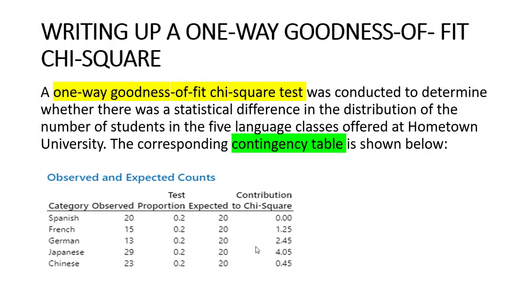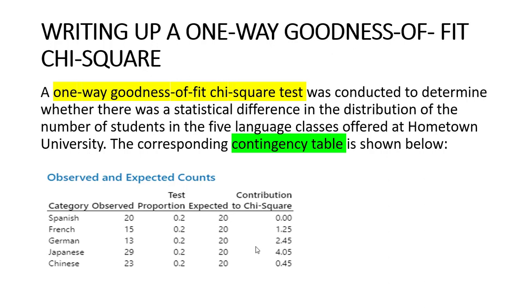So this is the way we would write it up. The one-way goodness of fit chi-square test was conducted to determine whether there was a statistical difference in the distribution of the number of students in the 5 language classes offered at hometown university. The corresponding contingency table is shown below.